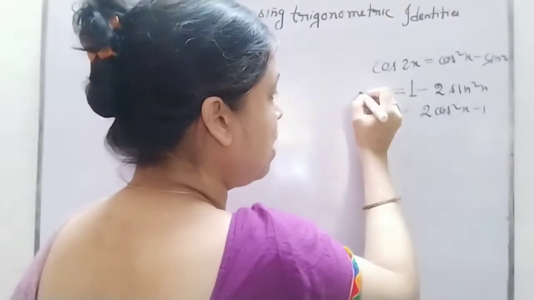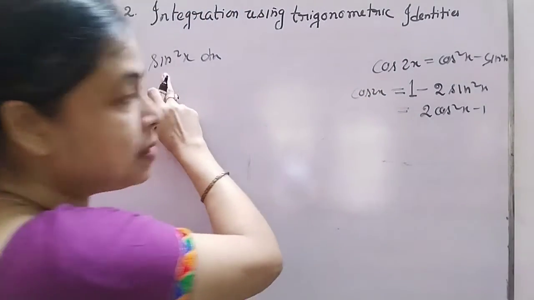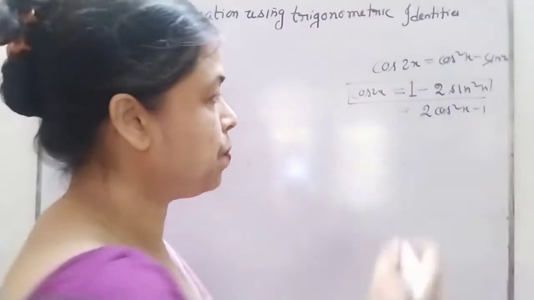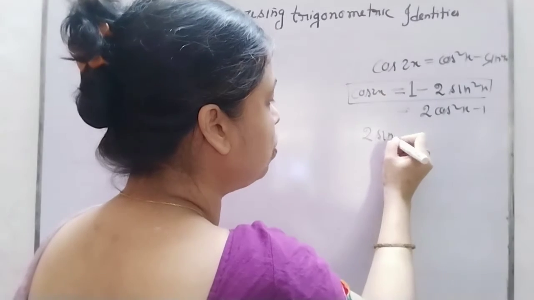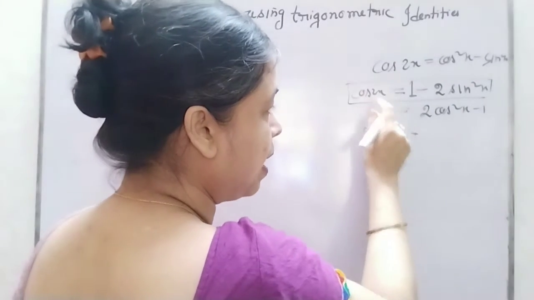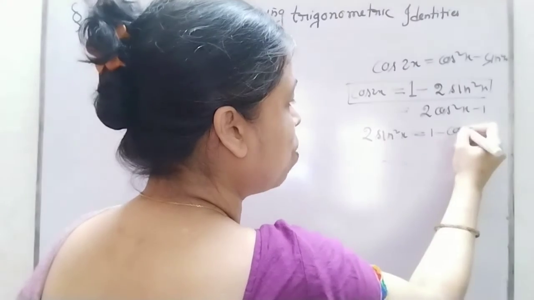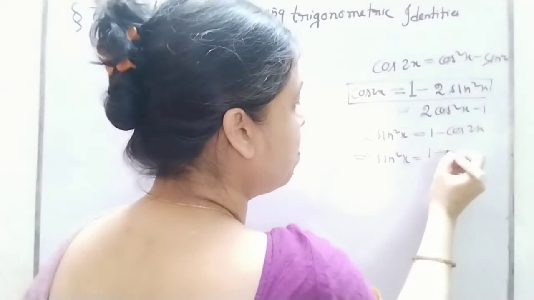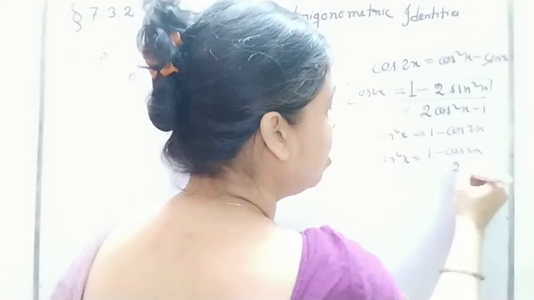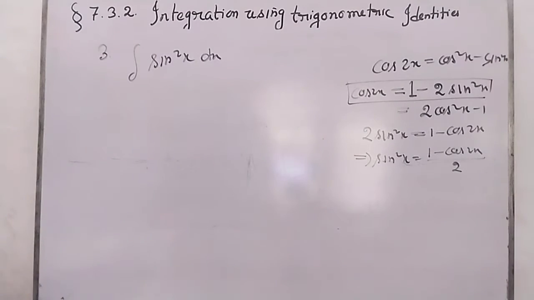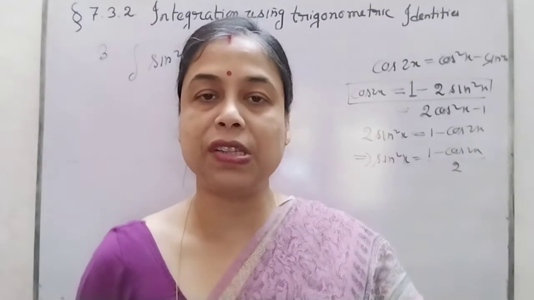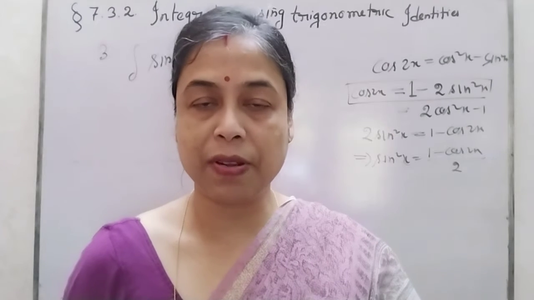Now I'll take the help of this cos twice x formula, as here we have sine square. So how to write 2 sine square x? From here I can write 2 sine square x equal to, I bring this to this side and this one to the right side, it becomes 1 minus cos twice x. Or you can write sine square x equal to 1 minus cos twice x by 2. Hope you understand it? Actually, you can remember this formula also. It is frequently used in the trigonometry and inverse trigonometry chapters also. I have discussed all about these formulas.